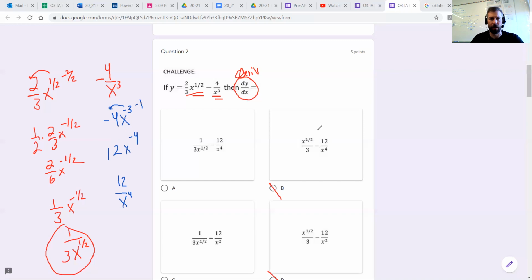And it looks like down here, one little mistake I should have had is I should change that to a plus sign. Oh, what am I talking about? Oh, I'm over here. 12 over x to the 4th. Let's make that a plus.